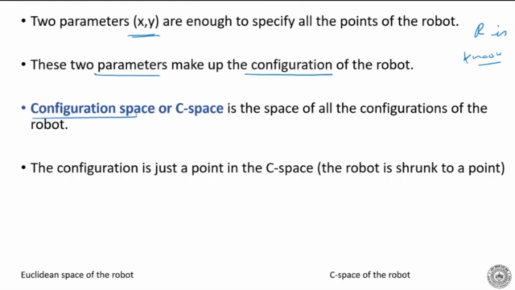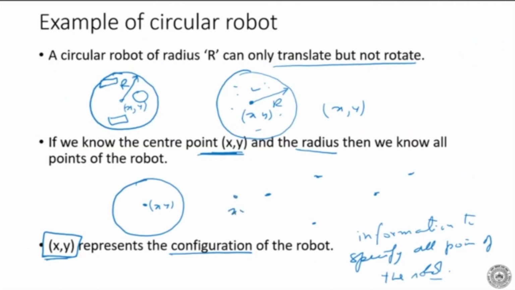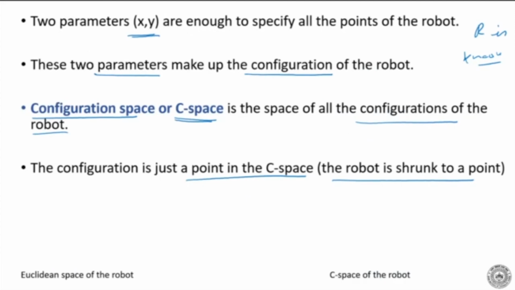Now, configuration space in short is called C space. It is the space of all the configurations of the robot. I hope you can make the connection that all the XYs of the robot make up the configuration space. Now, the configuration is just a point in C space. That basically means it's a point, right? Because the robot has shrunk to a point now. As in the example I gave, I was talking only about XY, that is X1, Y1, X2, Y2. These are just XYs, a collection of configurations of the robot. So, the configuration is just a point in C space and the robot has shrunk to a point.